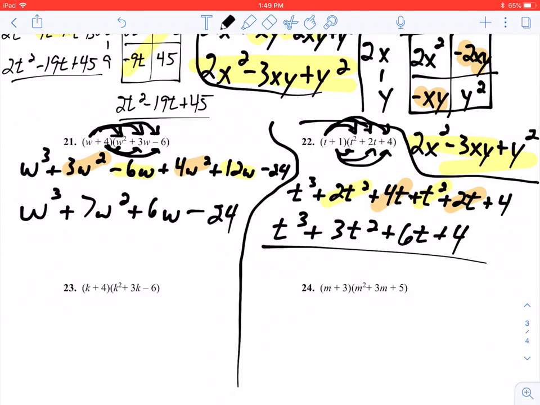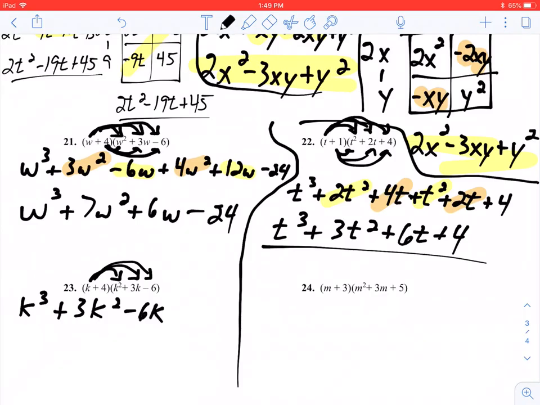Same thing. We've got to distribute the k to all three things first. So k times k squared is k to the third. K times 3k is 3k squared. And k times negative 6 is negative 6k.